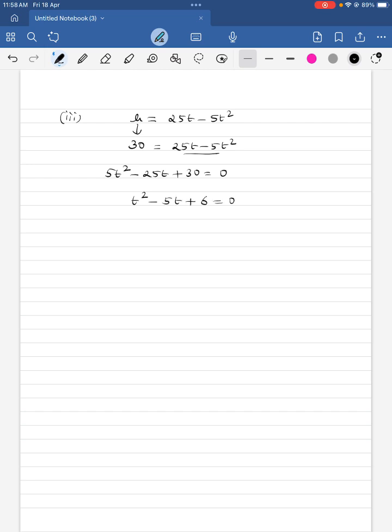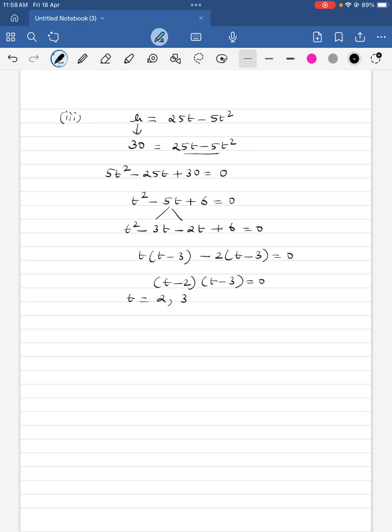Now let's solve this quadratic equation. I can split the middle term into t squared minus 3t minus 2t plus 6 equal to 0. Now I can take out t common, and from here I can take out minus 2 common. So this would give me t minus 2 into t minus 3 equal to 0, so the values of t are going to be 2 and 3.